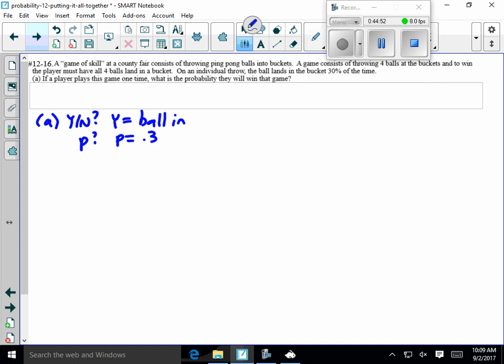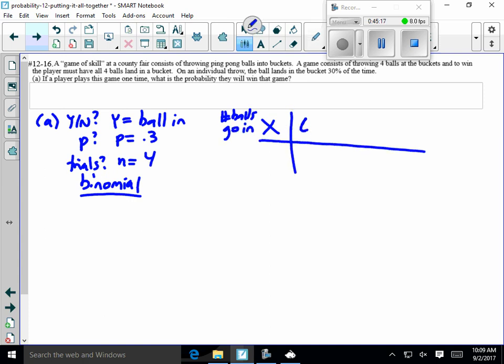What about the number of trials? Well, in this case, we're talking about a game, and a game consists of 4 tosses. So we have a fixed number of 4 tosses, which means we definitely have the binomial situation here, and we can use the binomial one. If I make my random variable x the number of balls that go into a bucket, that could be none of the balls, 1, 2, 3, or all 4 balls in that game going in.